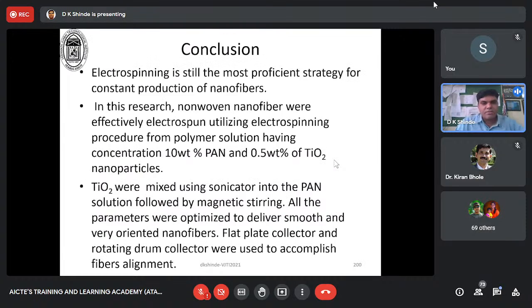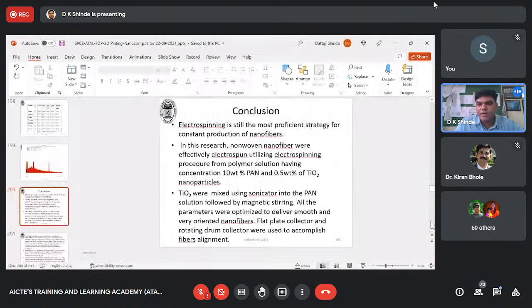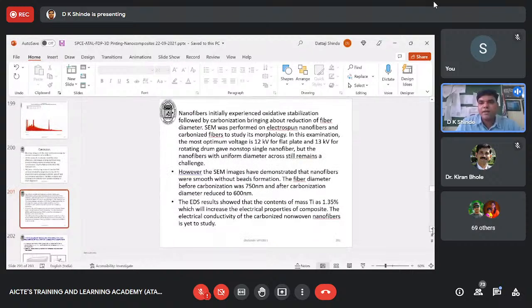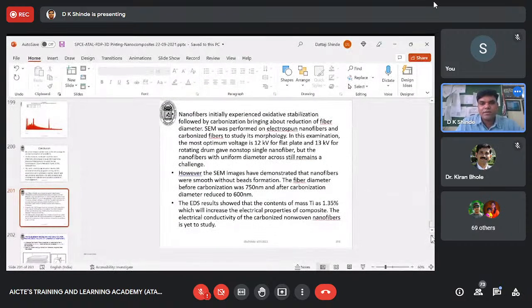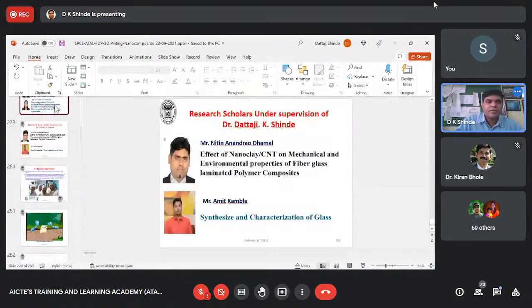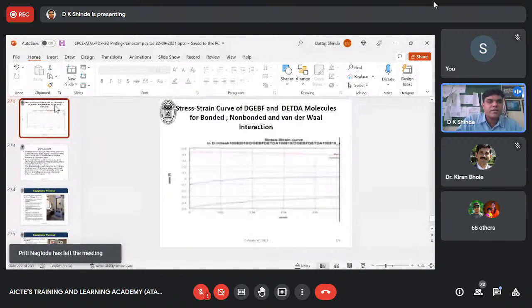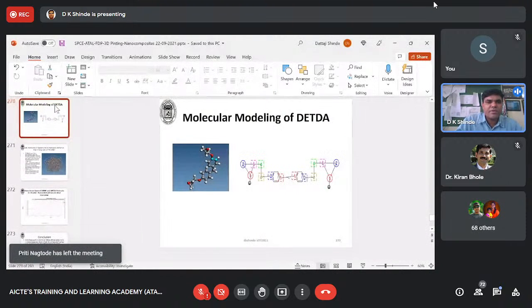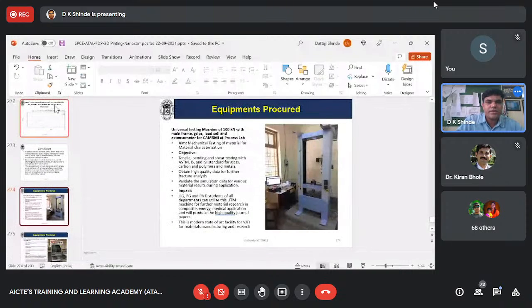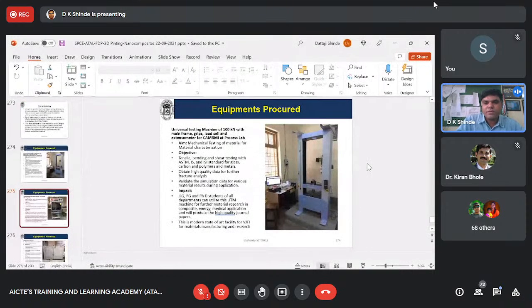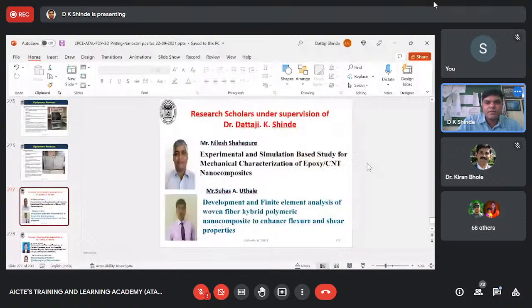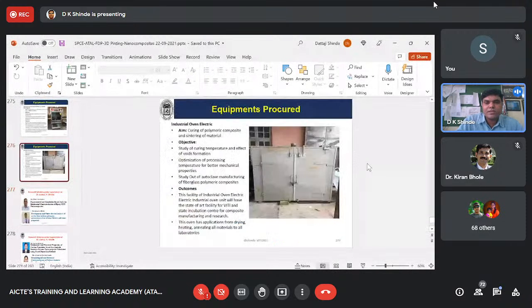We have other things, but due to the time limit I will stop here and take queries from the participants. This is the facility. We have the full setup for electrospinning and then manufacturing of composites also.